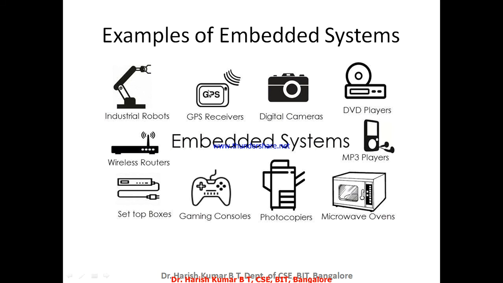And then similarly the GPS receiver is one more example of an embedded system. Digital cameras which you are using are also embedded systems. DVD players are embedded systems, and the wireless routers which you use in your homes are embedded systems. MP3 players, TV set-up boxes, gaming consoles, the photocopier, ATM machines, microwave ovens. So plenty to list, and these are a few of the embedded system examples shown here.